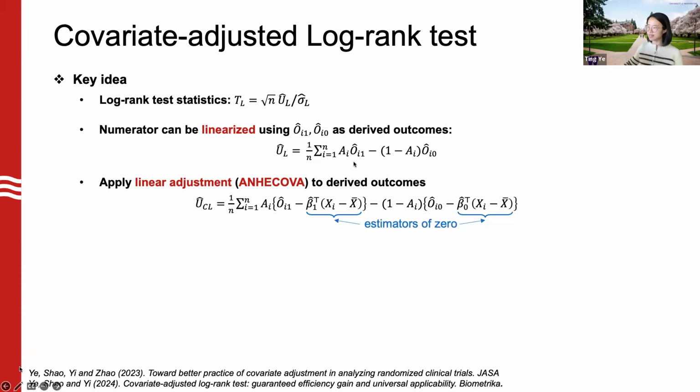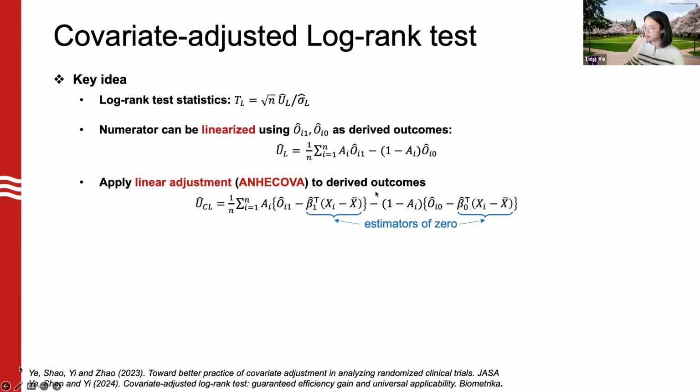Once we linearize that, I'm not including the formula for O hat here, but you can see that the numerator now just looks like ANOVA. It looks like having O_i1 hat and O_i0 hat as the derived outcome, then just taking the contrast of the two arms. Then once we linearize, we take the O hat as the derived outcome to fit a linear model. Once we fit the linear model, we take the coefficients and subtract terms that look like this. The coefficients are from that linear model of O_ij hat on X.